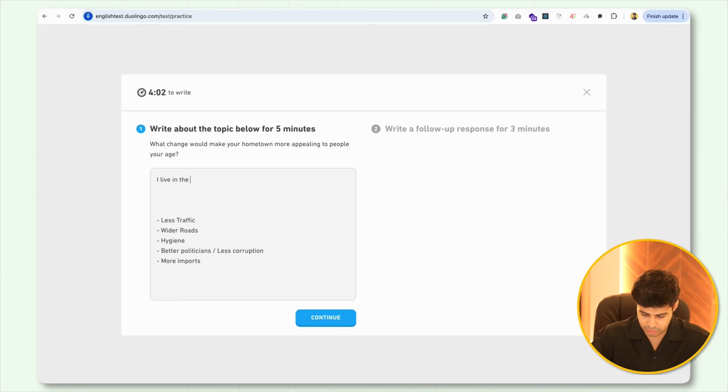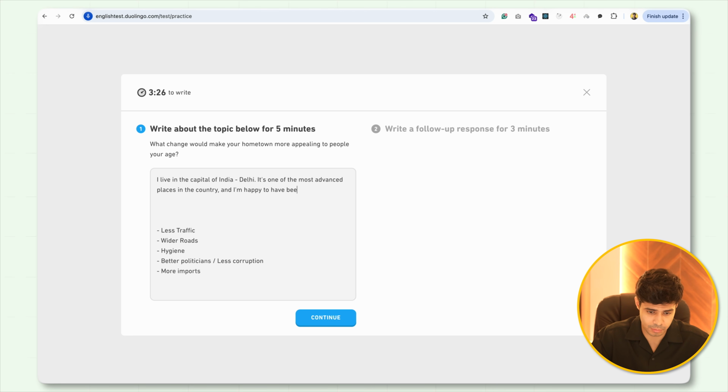I live in the capital, or we can say national capital region of India. Well, actually, Delhi is not exactly the national capital, so all right. It's one of the most advanced places in the country, and I'm happy to have had the opportunity to live here.